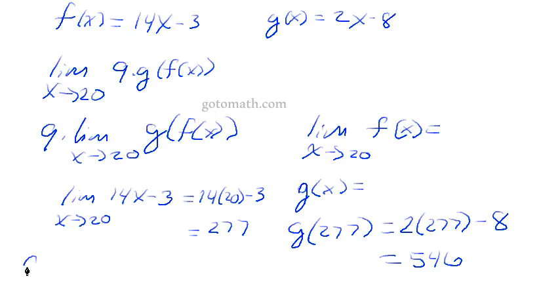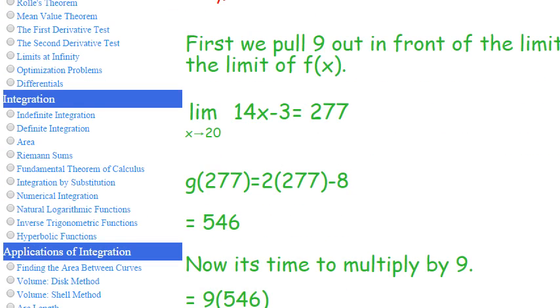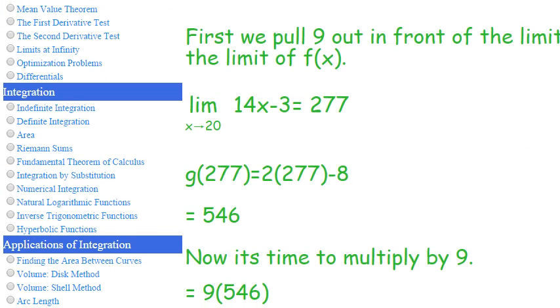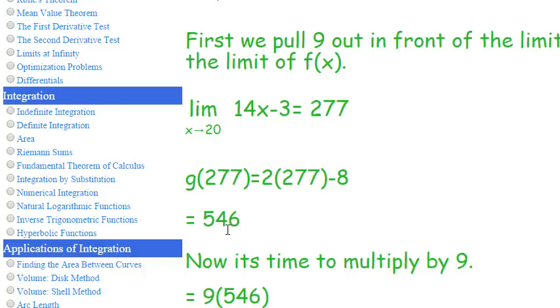I have run out of room here. So this limit right here, all of this is 546, and we multiply that by 9 and get this big number, 4914. Let's hope that's it. Yes, it is. And of course, the help here explains pretty much the same thing that we did. We took the limit of the first function, plugged it in, and then multiplied by 9.